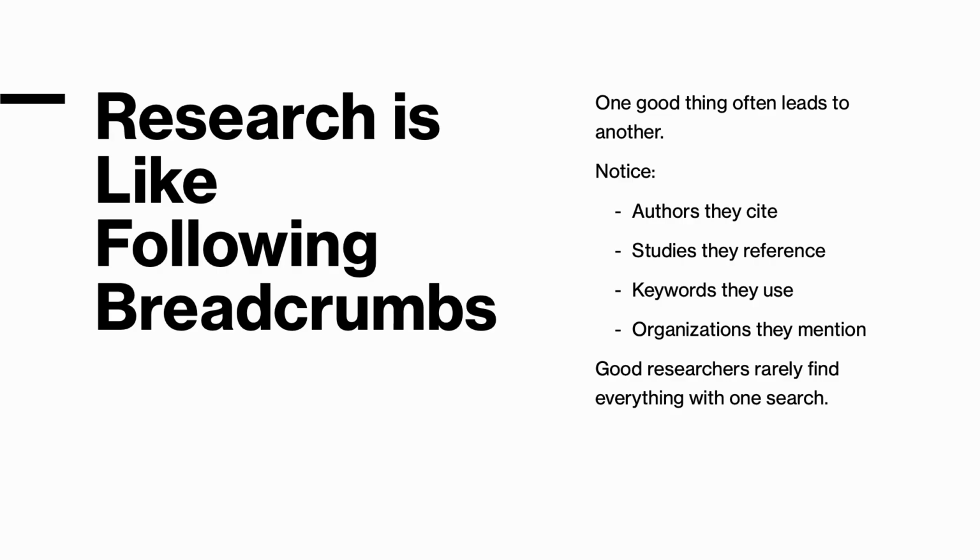In a lot of ways, research is like following breadcrumbs. One good thing often leads to another. So when you find something that you like, look at who the author in your research source is citing. Look at studies that they reference, keywords that they use, organizations that they mention, and then go and follow those breadcrumbs. Good researchers rarely find everything they need with one search.